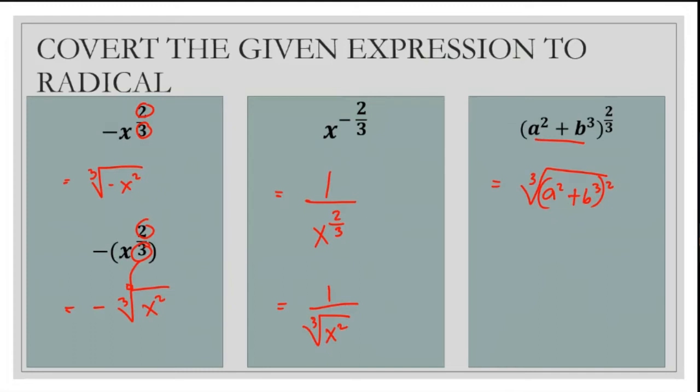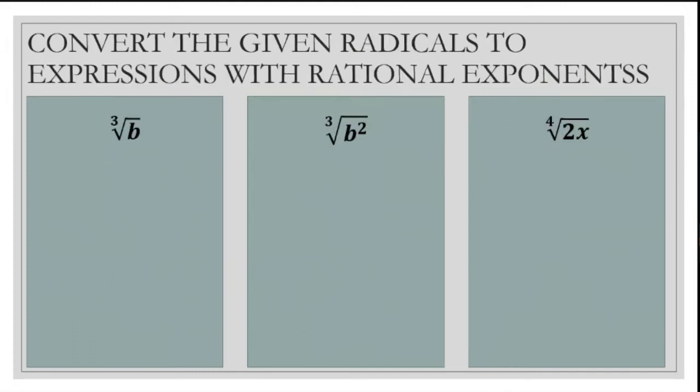Okay, so how about if we are to convert the given radicals into expressions with rational exponents? So now let us just identify, since there is no exponent for b, there is no power, it means there is 1 that is an exponent of b. So writing it, we will be having b raised to 1 over, since our index is 3, so 1 over 3 will be the exponent. So the cube root of b in expressions with rational exponents will be b raised to 1/3.